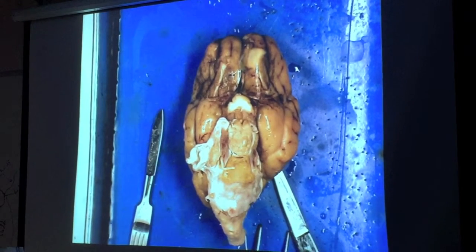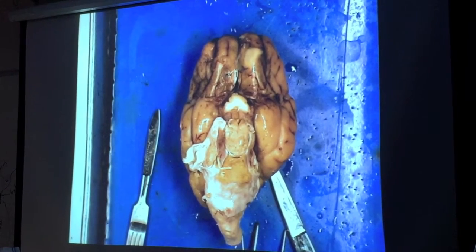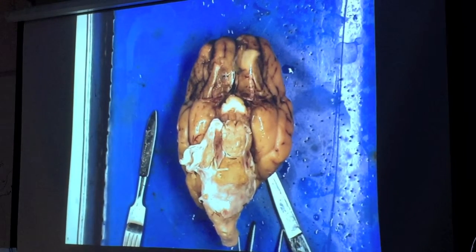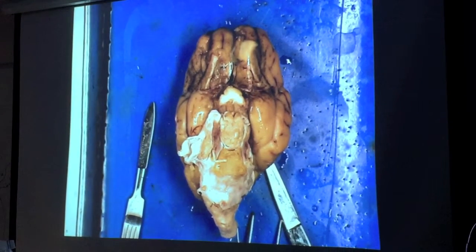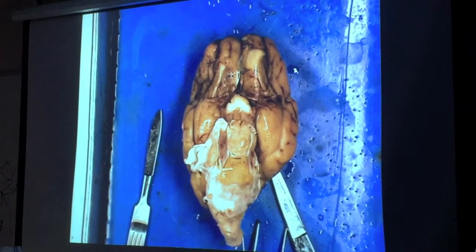Dura mater in Latin means tough mother. So it's very, very sturdy, strong. It helps hold the brain attached to the skull and keep it from shifting around too much.